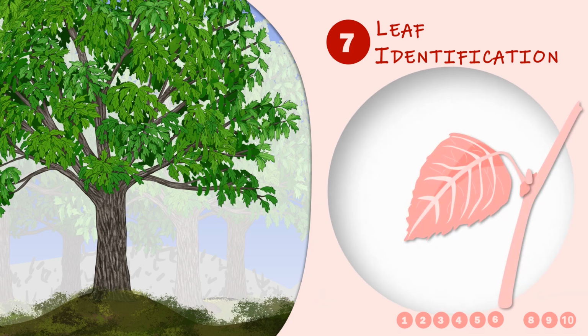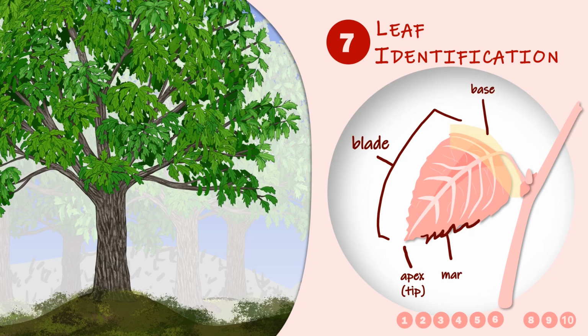The different parts of a leaf are the blade, apex or tip, base, margin or the leaf edge, midrib or the vertical center of the leaf, veins, which is where water and sugars pass through, petioles, which is where the leaf connects to the twig, and stipules, which are small leaf-like appendages at the base of the petiole.